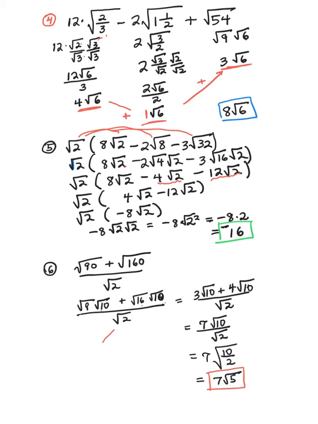Another way to do this, which may be easier, is to rewrite this as the square root of 90 divided by the square root of 2 plus the square root of 160 divided by the square root of 2. Use that quotient property, and because 2 divides evenly into 90 and 160, we could bring it into the radicand. We get the square root of 45 plus the square root of 80.